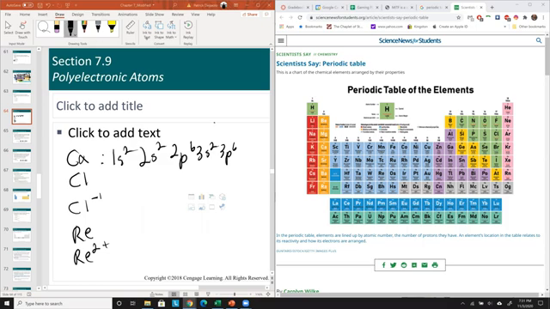Okay. So 3p6, we're right at argon, and then you have 4s2. And that's where calcium is. So the shorthand would be simply argon in brackets, followed by 4s2. Any questions on that one? No? All right.